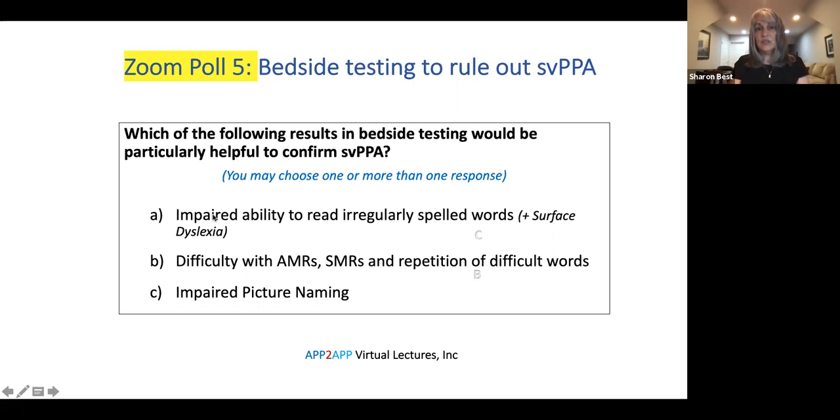So hopefully you picked impaired ability to read because we're trying to discern if that patient has lost that dictionary, remember? And reading an irregularly spelled word, they may revert back to their phonemic knowledge if they've lost it. They also should have an impaired ability in picture naming, because again, if they lost that word, the score will probably not be normal. Now, the difficulty with the alternating motion rates and sequential motion rates goes with an apraxia of speech, that impaired planning and programming to articulate words. So your answer would be A and C.